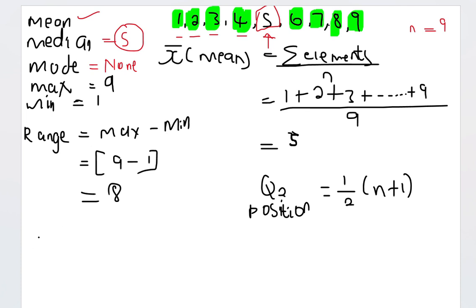So to get the maximum, if you are given the range and the minimum, you simply take the minimum to the other side, and then what you have is that the maximum is equal to the range plus the minimum, okay?